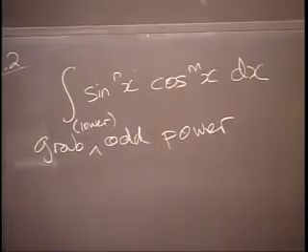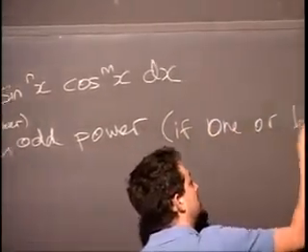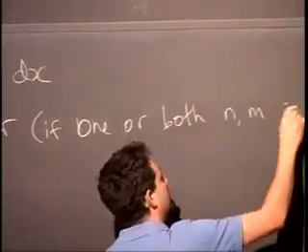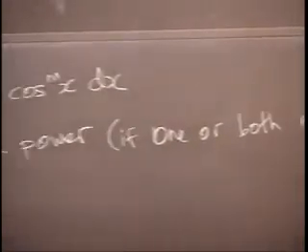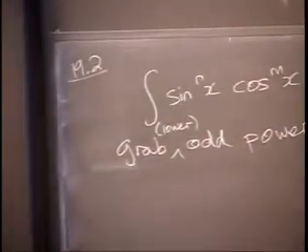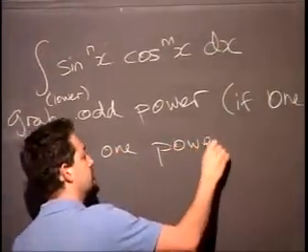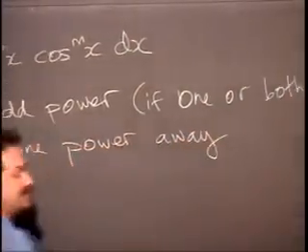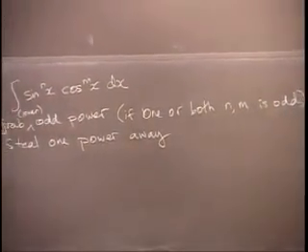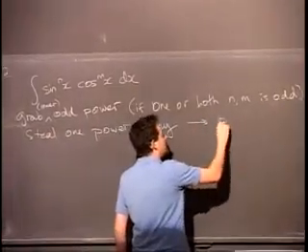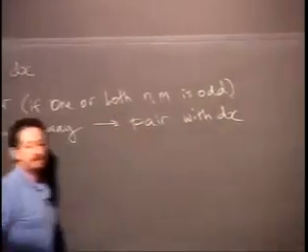If one or both, n, m, is odd, grab the lower of the two, if you can, or whatever one is odd, and steal one power away, so that what's left is even, right? If you take one power away from an odd, you're going to get an even. So pair this stolen one with the dx and use a trig identity.